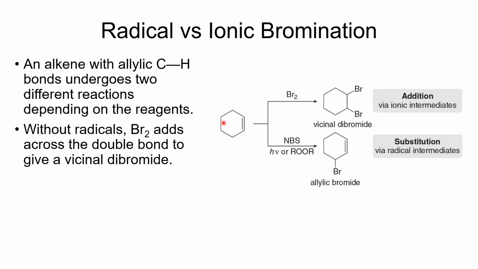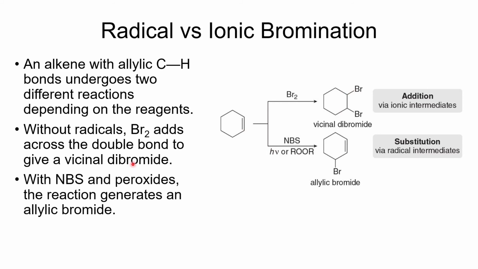If you use NBS with a little bit of light or peroxides, you will instead get allylic substitution. You won't get addition, you'll get substitution. This is why we like to use the NBS, because it gives us that low concentration of Br2. Again, if we have a high concentration of Br2, we'd get this. We don't want that. We want allylic substitution. So NBS and peroxides, that's the way to go. Or NBS and light. Either one will work.